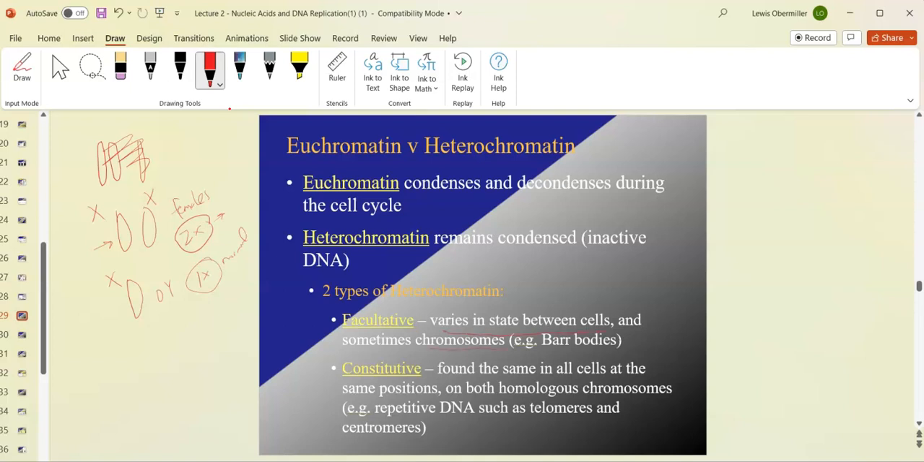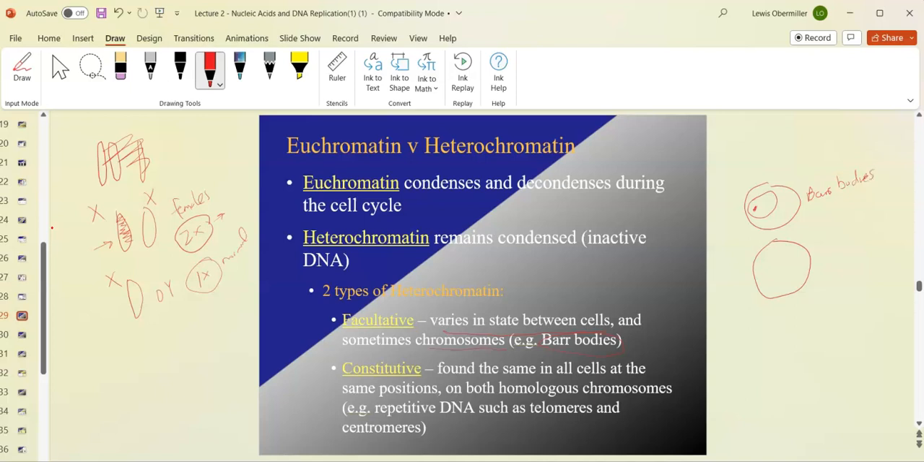A bar body is the condensed X chromosome that you can see in females. So if you look under a microscope, remember I told you you can only see condensed chromosomes. So in the nucleus, you would see the condensed chromosome of a female. It's called a bar body, named after Dr. Body, who discovered it. Just kidding.